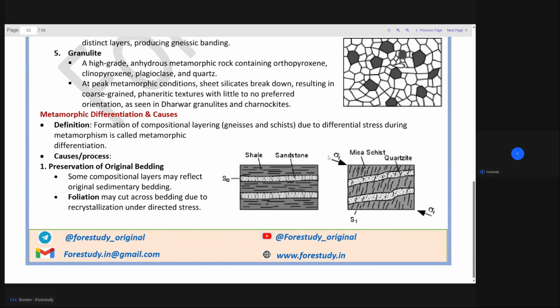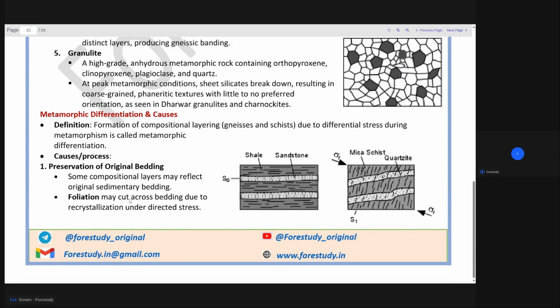But here sigma 1 is like this and the schistosity is like this. Okay. So in this we can track the original bedding as well as the schistosity, which is very good for us because we now know that the original layers were deposited like this, but after an event of stress we got schistosity like this, right? This is mica schist and this is quartzite.